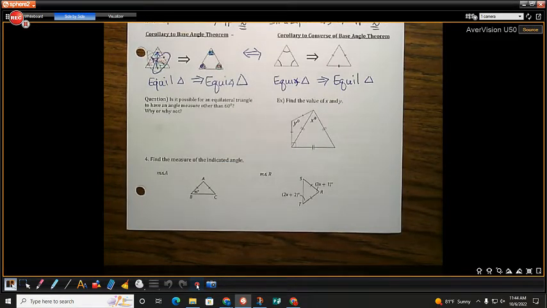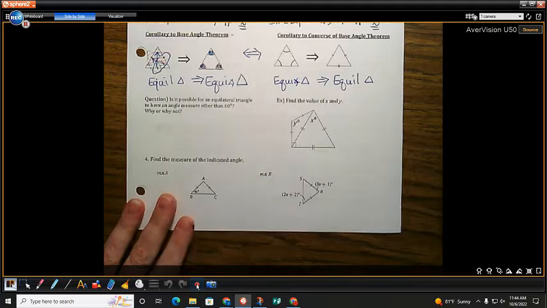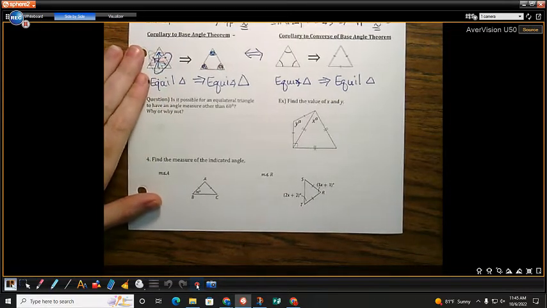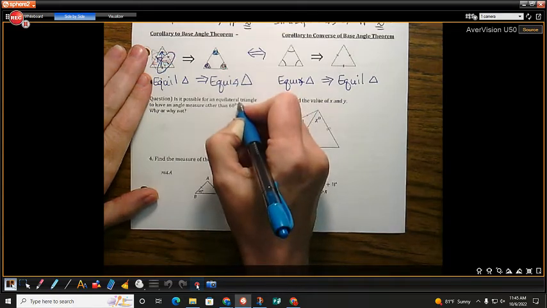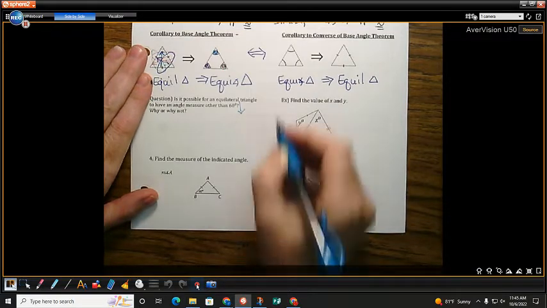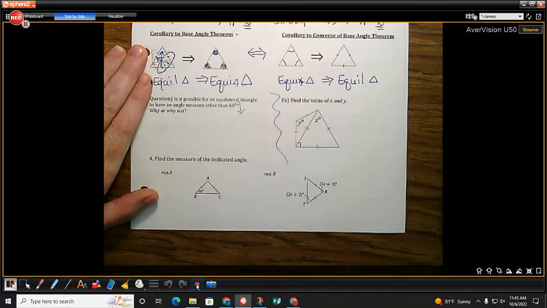Ask yourselves, answer this question. Is it possible for an equilateral triangle to have an angle measure other than 60 degrees? If yes, why? If not, why not? Never mind. It's a trick question. We're not over here on that example yet. Oh, find the measure.